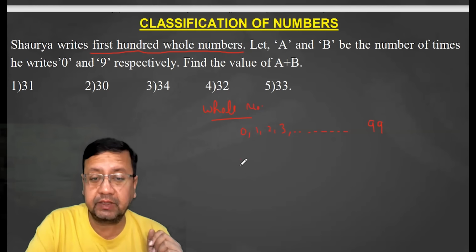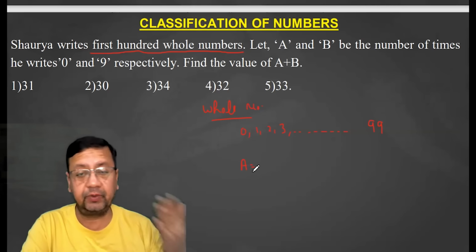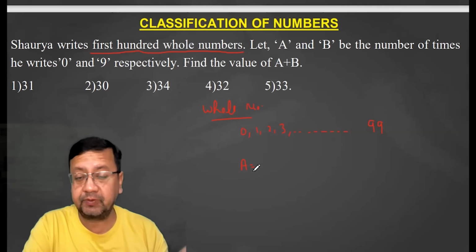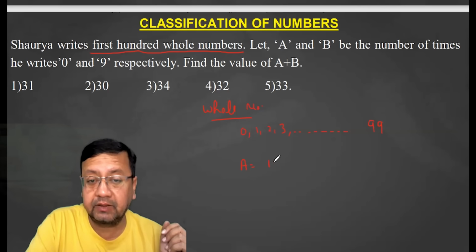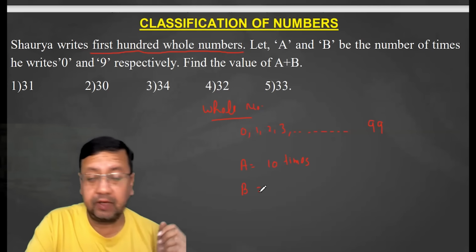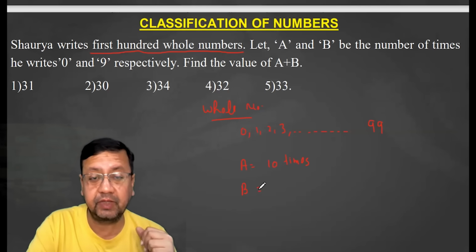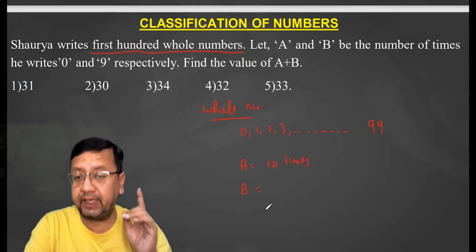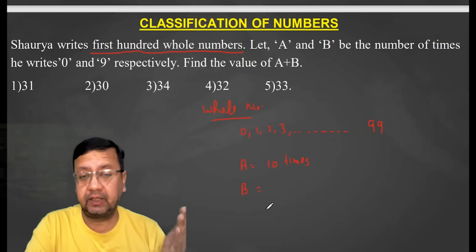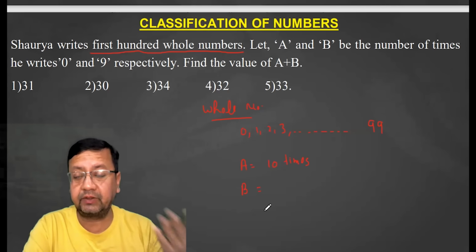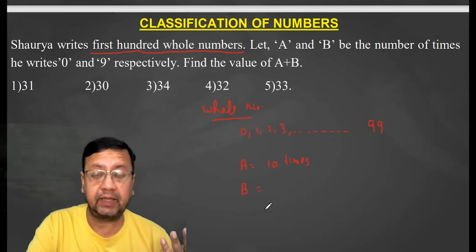Now, what is A? The number of zeros, right? So 0, 10, 20, 30, 40, 50, 60, 70, 80, and 90. How many times? This is 10 times. And second is what? 9. We have just seen the example of the 4, right? So 9 will come at 9, 19, 29, 39, 49, so 10 times at the units place. Then 90, 91, 92, 93, and so on till 99, 10 times at the tens place.